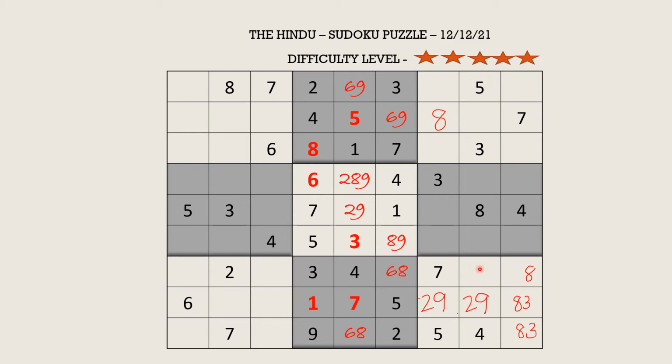And now if you see, this 8, 3, 8, 3 has become a complementary pair. So this 8 actually cancels out the 8 here. So let's cancel this 8. And now we have only 2 empty cells missing in this block. The missing numbers are 1 and 6. So let's mark it with 1 and 6.